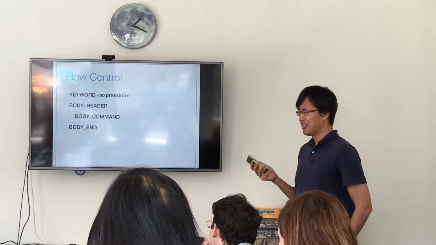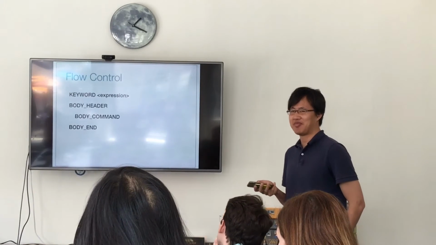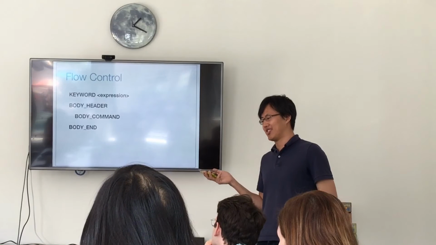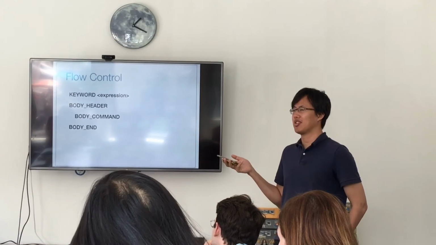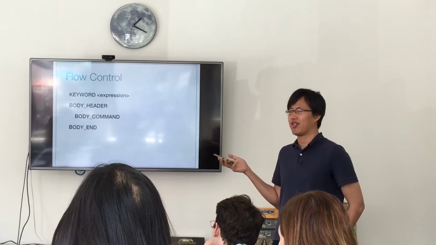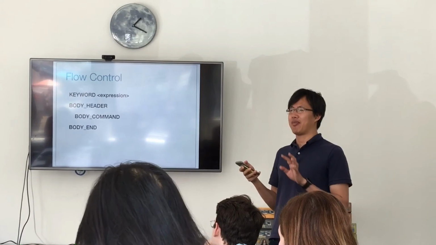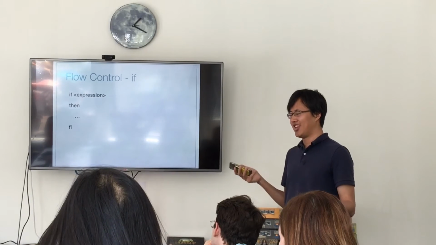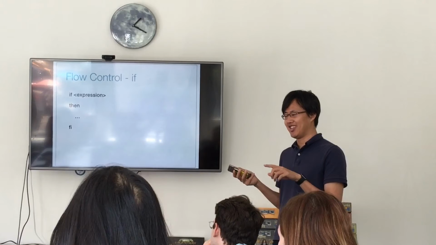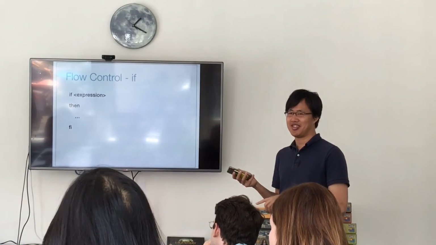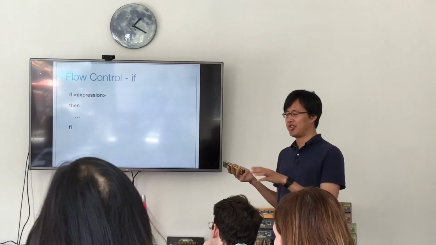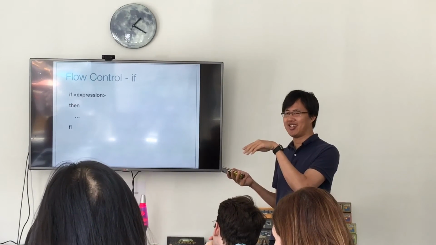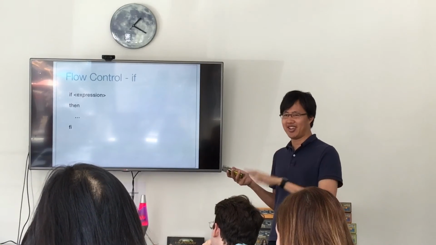Okay, so we're going to talk about flow control, which is pretty confusing in Bash because the syntax is hard to remember. Basically, you just remember there's a keyword, there's a body header. The main difference is you have an extra keyword for every flow control. So if has the expression, then, and then the end of the if is fi, which is if reversed. So you have if, a line break, then, then the body, and the fi.